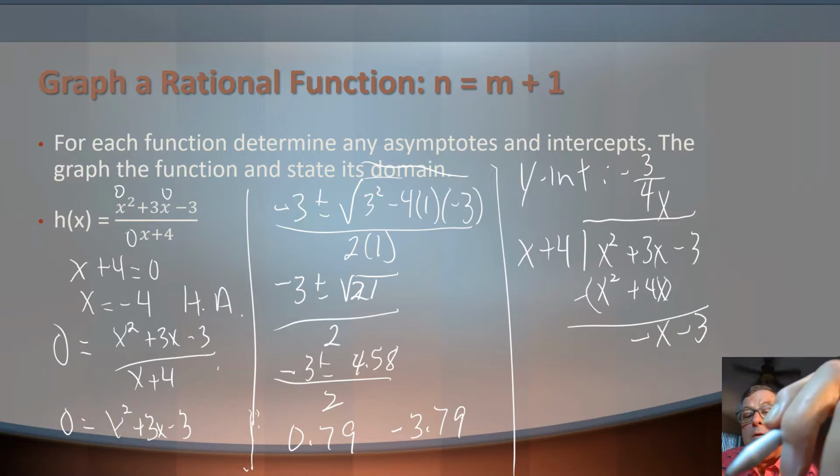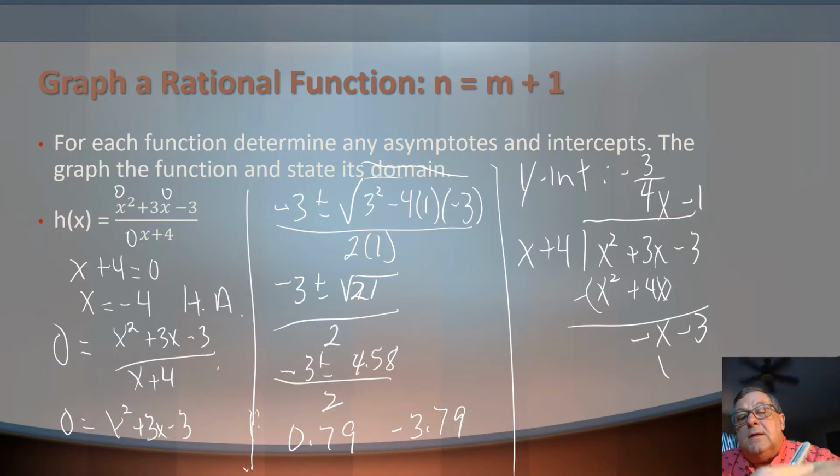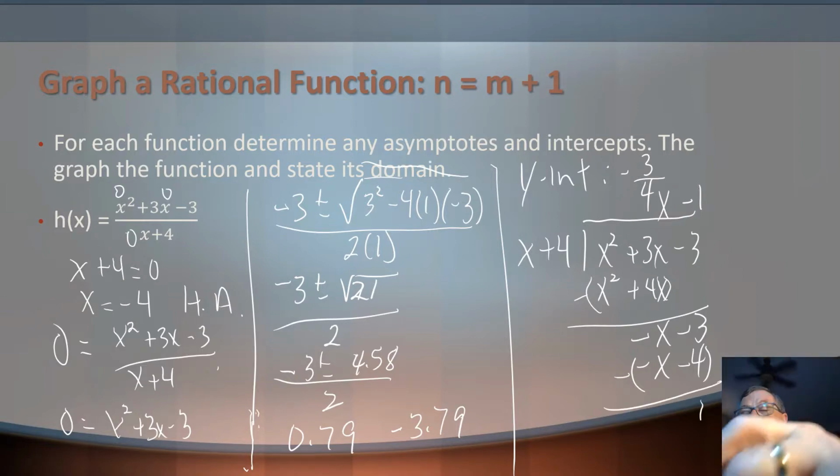And how many times will x go into negative x? Well, it'll go in there negative 1 times. And negative 1 times x is negative x, and negative 1 times 4 is negative 4. But remember, I said we're going to ignore the remainder. Even though we're going to have a remainder of 1, we're going to ignore that.